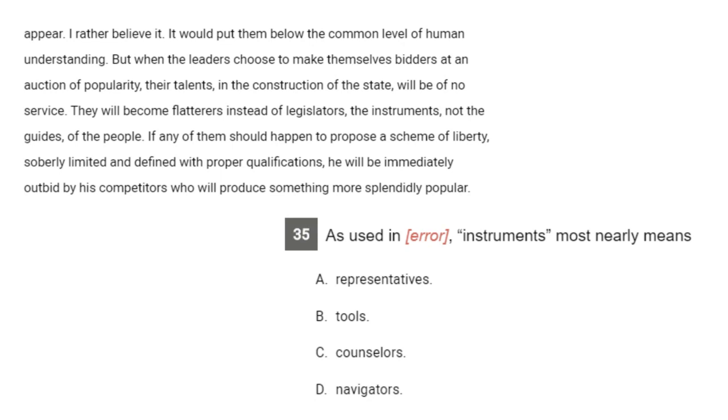In this passage, you're looking for the word instruments and what the word instruments most nearly means.